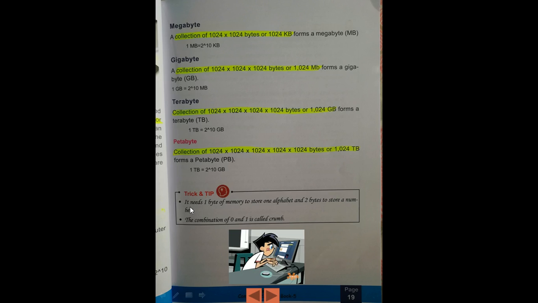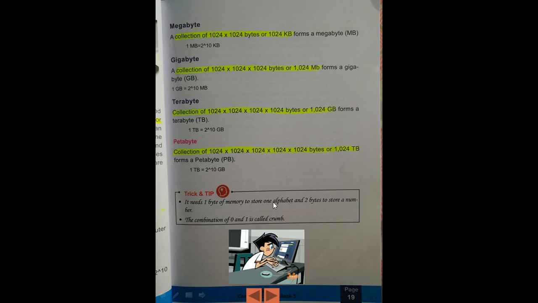Trick and tip: it needs 1 byte of memory to store one alphabet and 2 bytes to store a number. The combination of 0 and 1 is called a bit. Like as we have known, it's zeros and ones, it is called a bit. It stands for binary digit. Interesting, right? Okay.